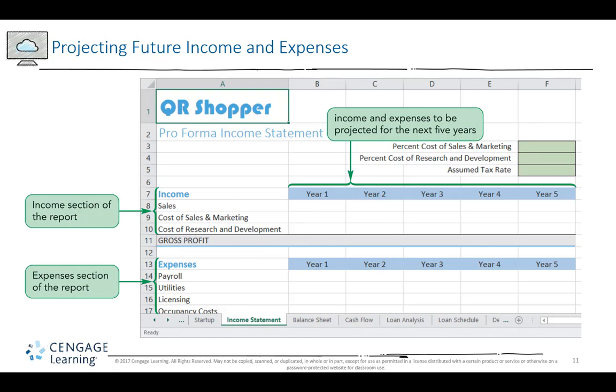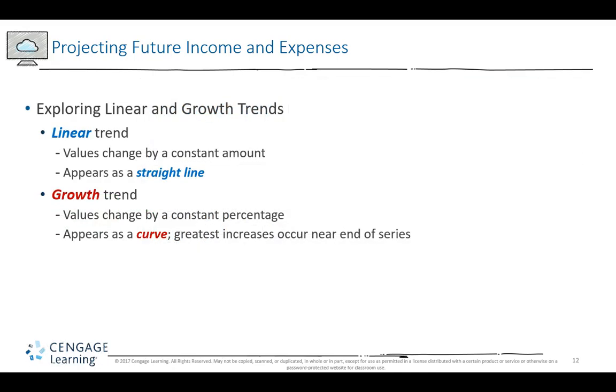Here we see the income and expenses sections of the profit and loss statement. Projecting future income and expenses, you will explore linear and growth trends. For a linear trend, the values change by a constant amount, and when charted, this appears as a straight line. In a growth trend, the values change by a constant percentage, and so this appears as a curve. The greatest increases occur near the end of the series. This is an important aspect of a business plan's income statement. We need to be able to project future income and expenses.